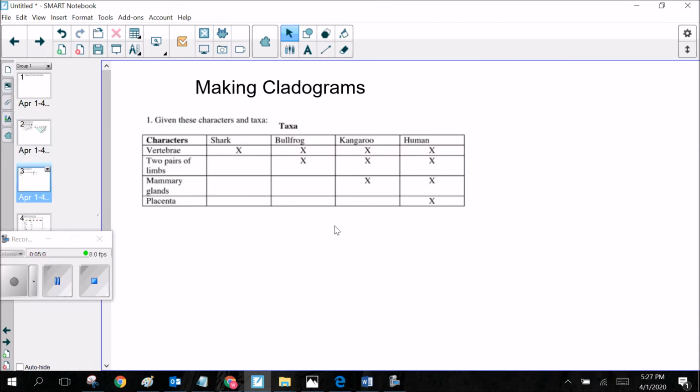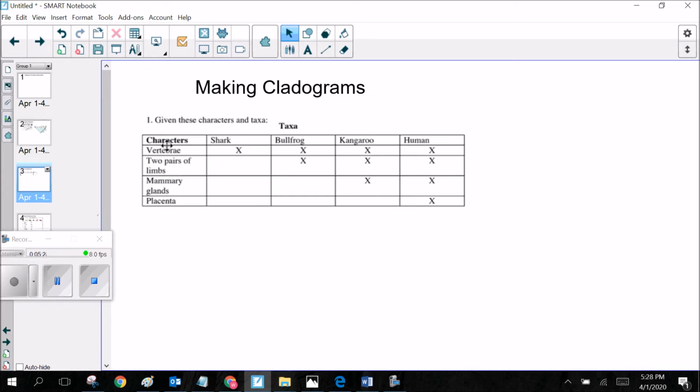Well, making a cladogram, usually what happens is you're given a list of species and their traits. So here we have shark, bullfrog, kangaroo, and human. And we're given traits here that they might all share: vertebrae, 2 pairs of limbs, mammary glands, and a placenta. Here, what we can see, the X's are marking what traits each of these species actually has.